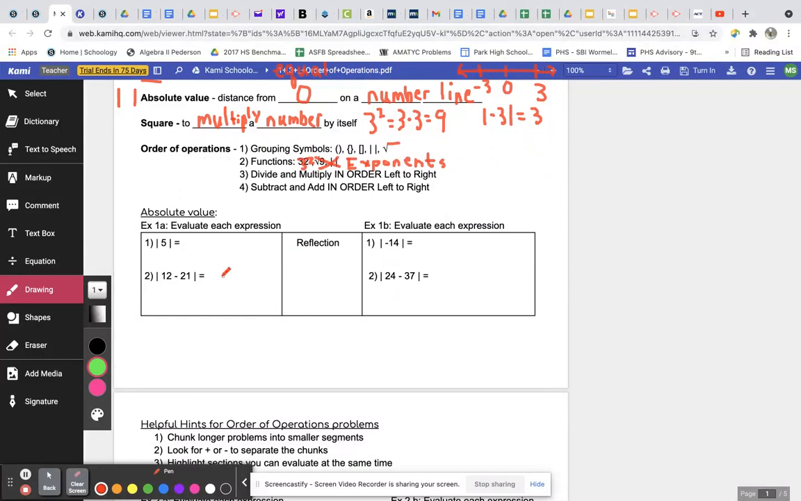Before we do that, we're going to take a look at some of these absolute value problems. Absolute value means the distance a number is from 0. So 5 is a distance of 5 away from 0. With these ones, you're not going to take the absolute value of each. What you're going to do is subtract these first. 12 minus 21 happens to be a negative 9. So go ahead and write down a negative 9. And the distance negative 9 is away from 0 is a positive 9.